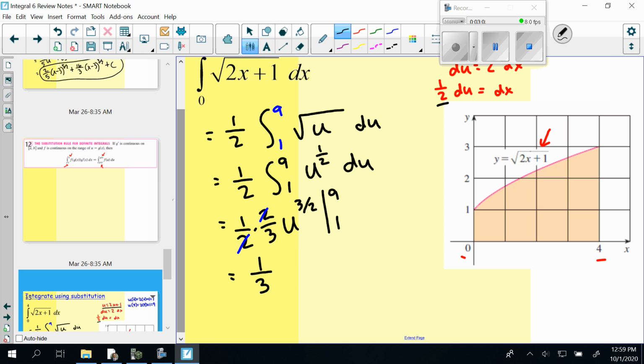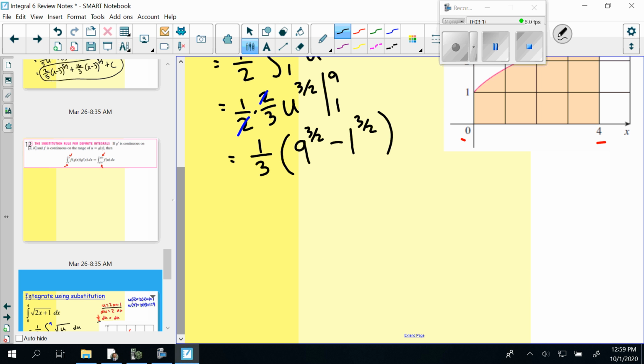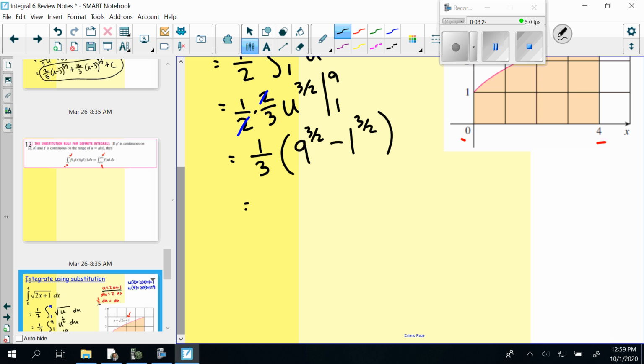So now we've got 1/3. If we plug 9 in, this is going to be 9 to the 3/2 power minus 1 to the 3/2 power. And to simplify that, you could use a calculator. If you didn't have a calculator on this, they could expect you to still do that. Remember this notation here of 3/2. The bottom number is your root, so this would be like the square root of 9, and then the top number would be an exponent to the 3rd power. Same over here, it'd be like the square root of 1 to the 3rd, but 1's easy because 1 to any power is still 1.